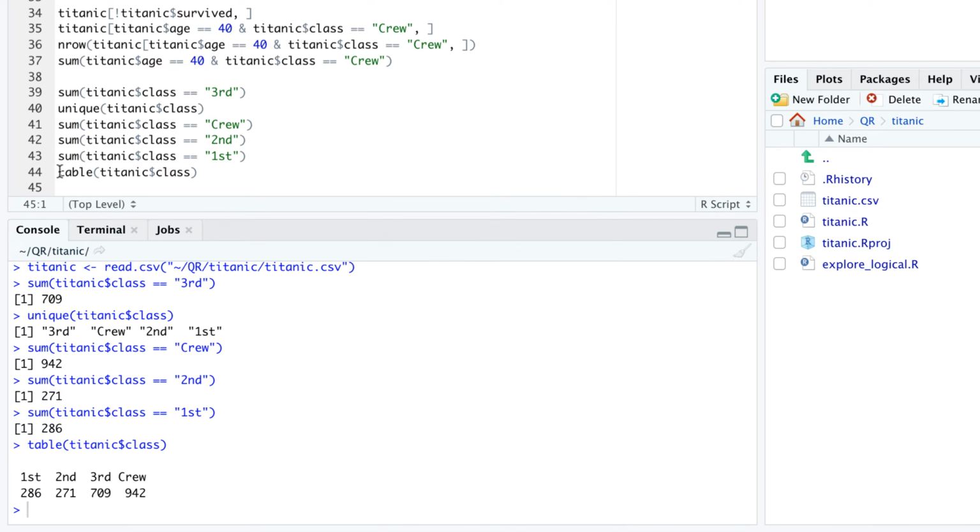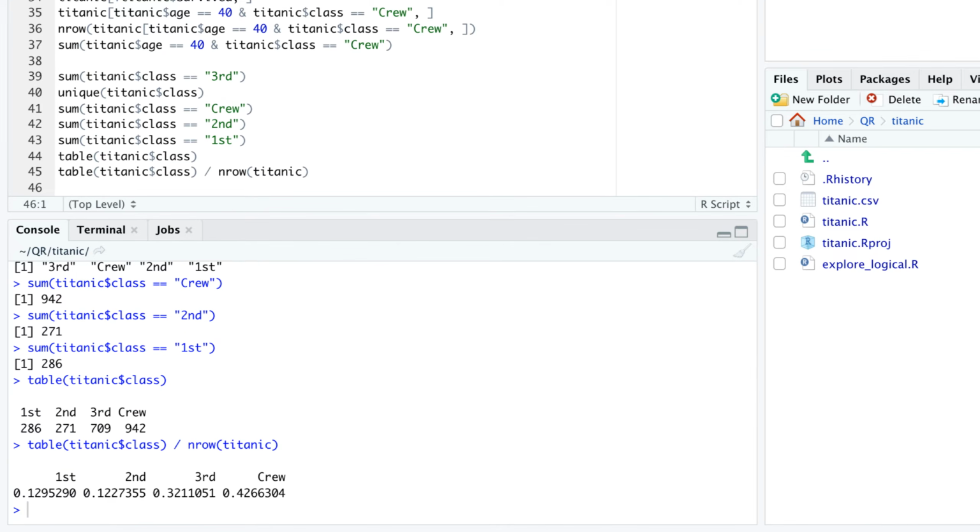If we want the relative frequencies instead of the absolute numbers, we simply divide by the total number of people on the Titanic. That is, we divide by nrow(Titanic). Now we can easily see that around 13% of the individuals on board were first-class passengers, 12% second-class passengers, and so on. Both of the tables we've just produced are called one-way tables because they split the observations by a single category, in our case the unique values in the column class.